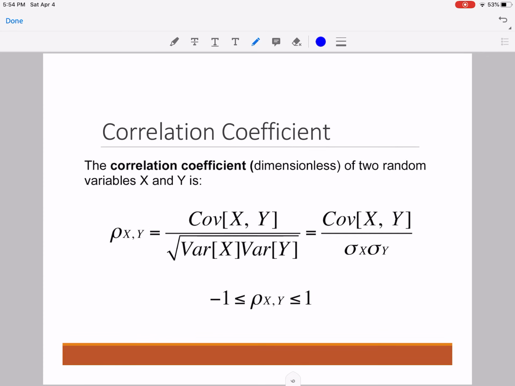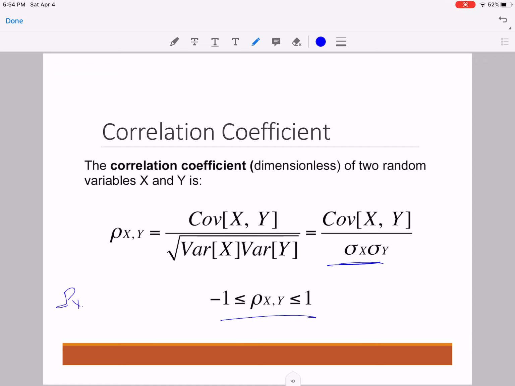So the correlation coefficient of two random variables is given by this formula here: covariance of x comma y, over sigma of x times sigma of y. Notice that this term, rho of x comma y, the correlation coefficient, is actually a dimensionless quantity. And its value is going to be between -1 and 1.